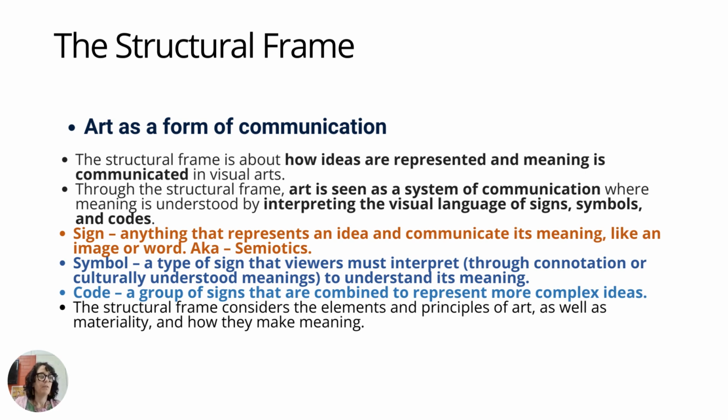An example of this is the word red rose. The word red rose means a red flower, but the connotations of a red rose are something like love or romance. A code is a system of signs that are combined to represent more complex ideas. Really basic things like our alphabet are a system of codes that we interpret and understand.